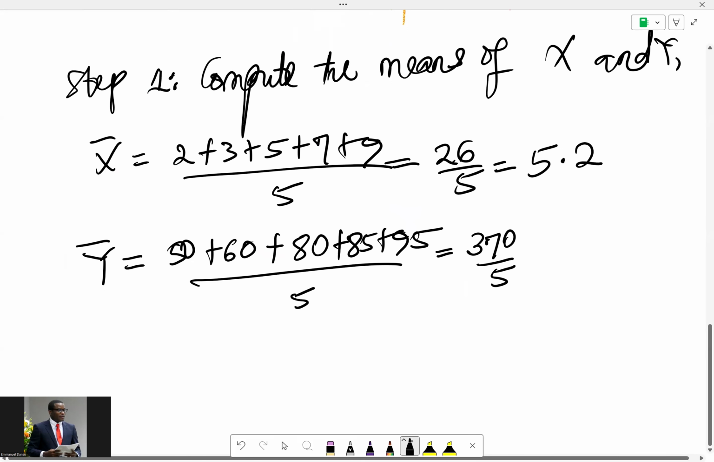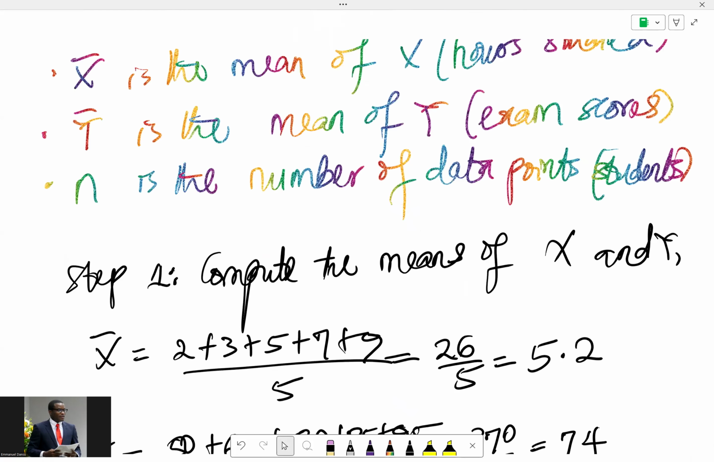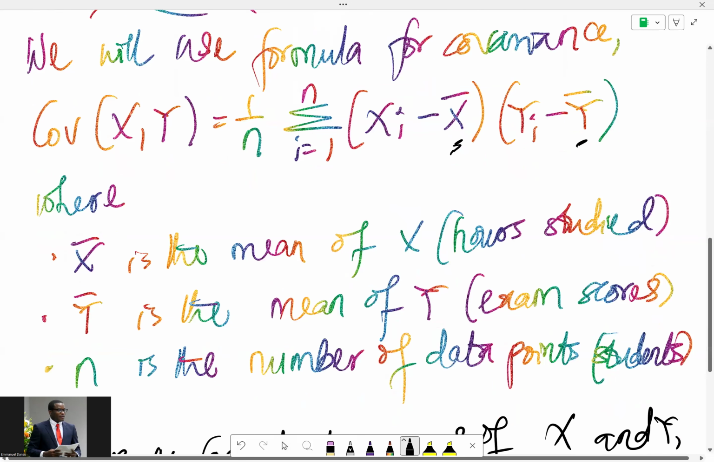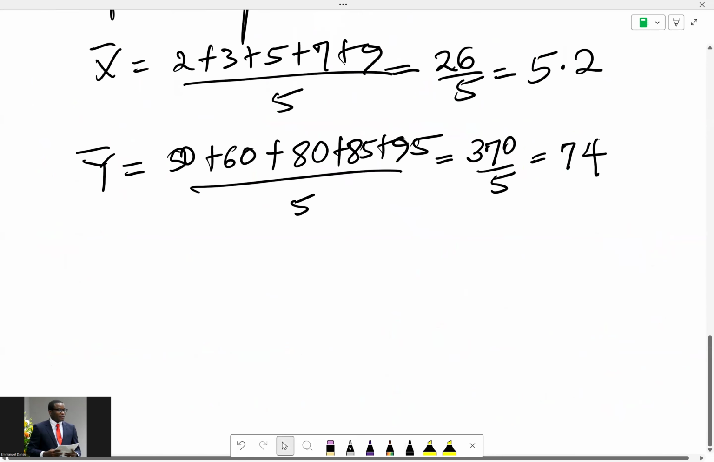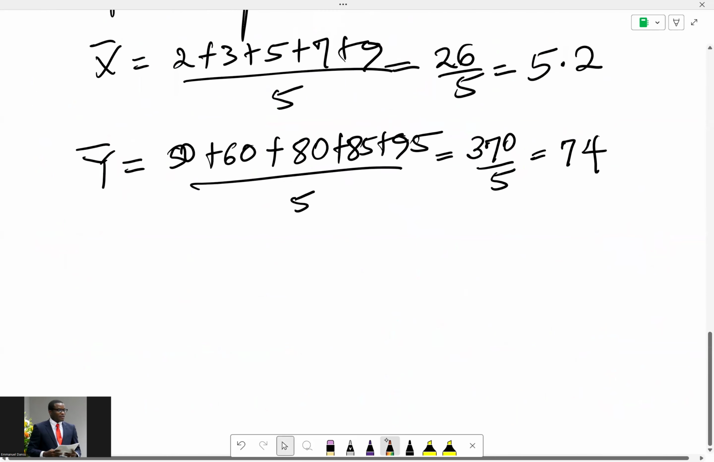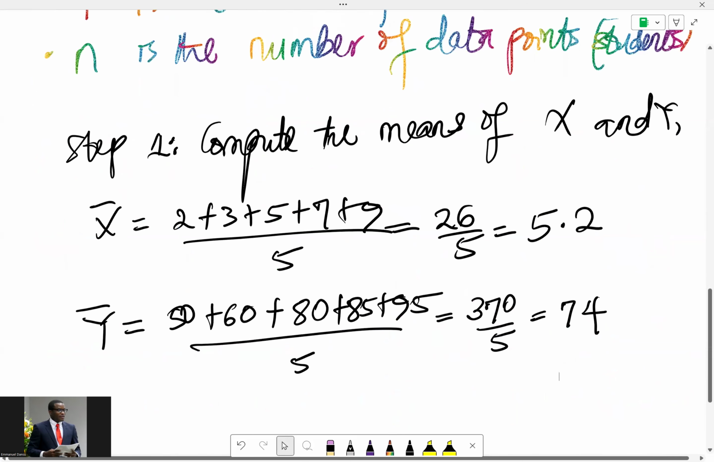So that is 740 over 10. So that means 74. So that's the average exam score for the students. So that's the first step. As we see in the formula, we need X bar and we need Y bar. So we found them. So we go for step 2 now.